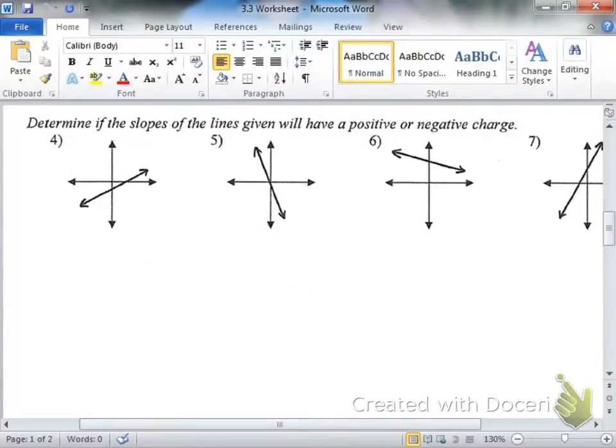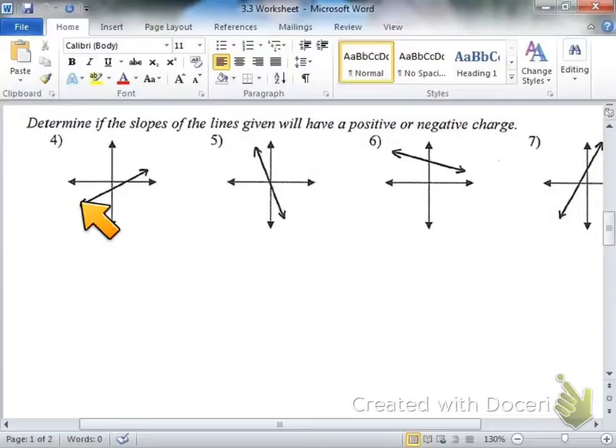Now, we hinted on how to do this part in the notes, but we never actually wrote it down, so we definitely need to do these together. Determine if the slope of the line has a positive or a negative charge. So is it a positive slope or a negative slope? Remember, if it's going up from left to right, it's positive. If it's going down from left to right, it's negative.